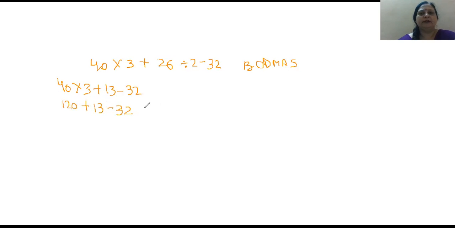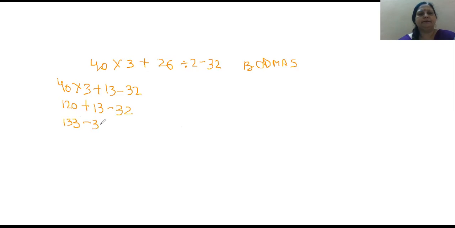Now the third thing I have to do after the multiplication is addition. So this one is addition. So 120 plus 13 is, I'll write here, 133. 120 plus 13 is 133 minus 32.